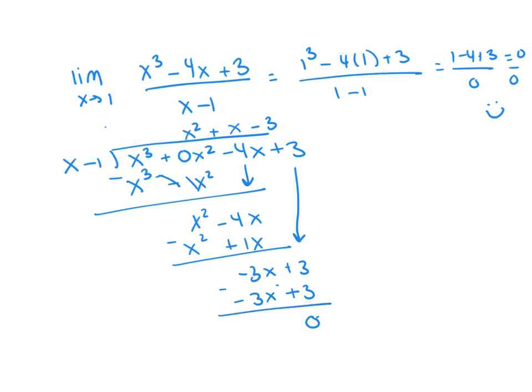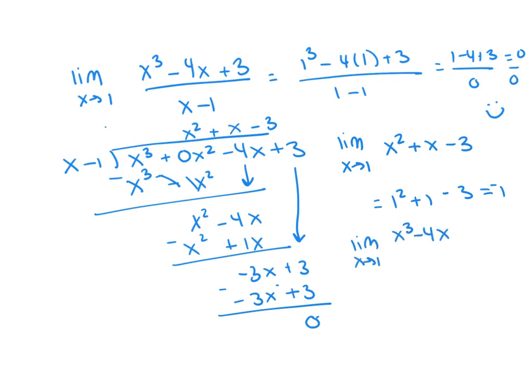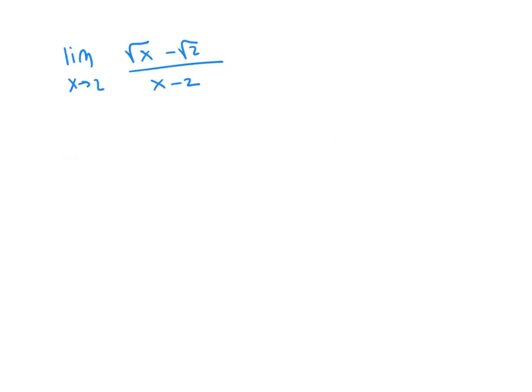So now my function looks like the limit as x goes to 1 of x squared plus x minus 3. Now this will give me no trouble because I don't have a fraction to make my indeterminate form. So let's just plug straight in. So we're going to get 1 squared plus 1 minus 3, so negative 1. So the limit as x goes to 1 of x cubed minus 4x plus 3 over x minus 1 is negative 1. The next algebraic way we're going to talk about is conjugates.